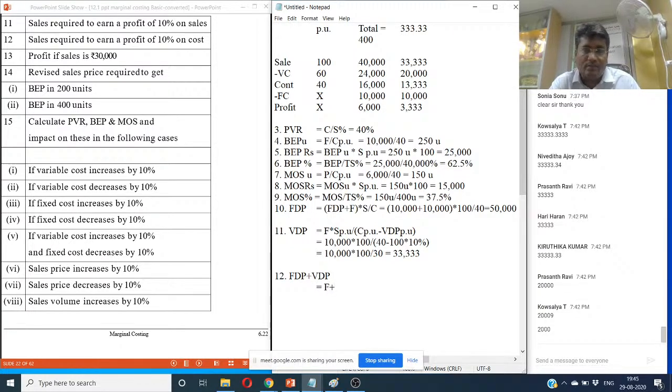Fixed cost plus fixed desired profit. Listen carefully. This is a combination of fixed and variable both into sales. Fixed should be added in the numerator, and variable should be deducted in the denominator. So in the total cost, 10% on total cost includes both fixed and variable. Add with fixed, deduct with variable. So sales divided by contribution per unit minus variable desired profit per unit.